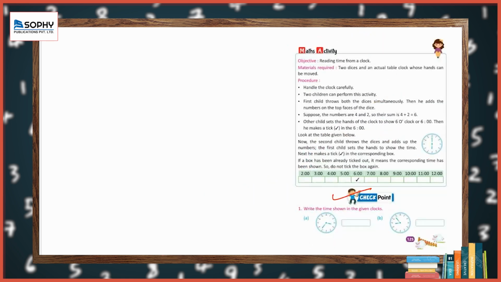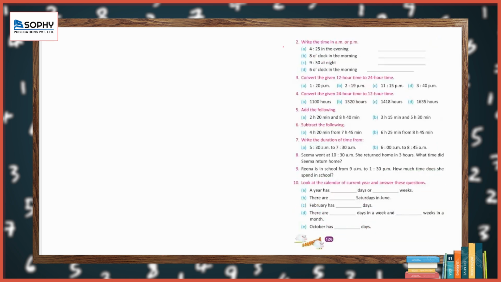Next is our checkpoint. In the first one, we have to write the time shown in the given clock. So this is very good, students. It is 3:36. In the next one, we have to write the time in AM or PM. 4:25 in the evening. Very good, students. It is PM.